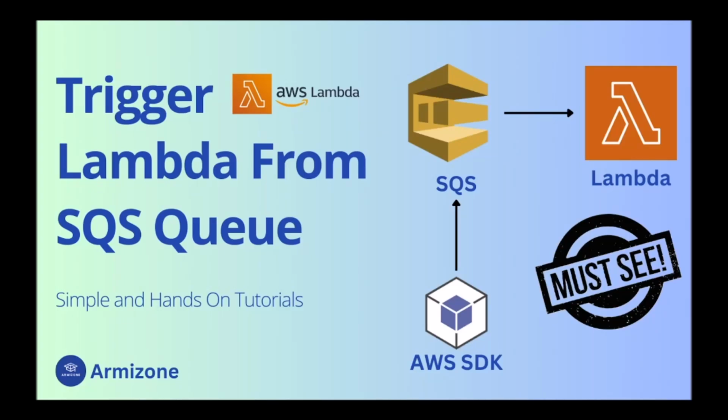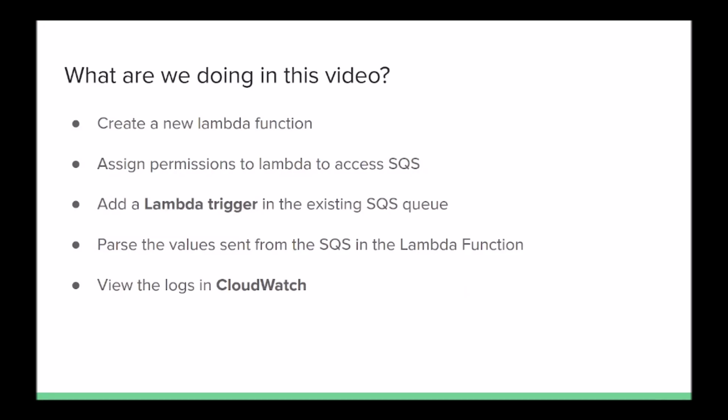Here we're going to be looking at how to trigger a Lambda function from an SQS queue. In this video, we're going to be first creating a new Lambda function. Next, we'll be assigning permissions for that Lambda function so that it can access the SQS queue. Post that, we'll be adding a Lambda trigger in the existing SQS queue that we set up in the last video. And finally, we're going to be parsing the values that are sent from the SQS queue in our Lambda function, and we'll be able to view all of the logs in CloudWatch as well.